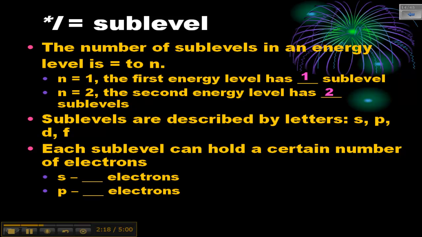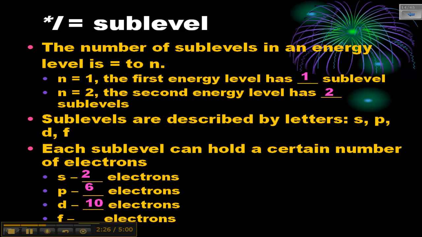S can hold 2 electrons, P can hold 6, D can hold 10, and F is 14. So memorize this right here. S is 2, P is 6, D is 10, and F is 14.